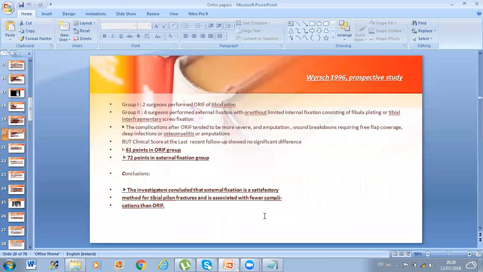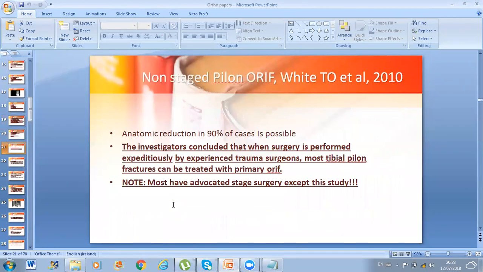This is another 1996 prospective study, and the investigator concluded that external fixation is a satisfactory method for tibial pilon fracture and is associated with a lower complication rate than ORIF. This is the only article, from 2010, which shows non-staged pilon ORIF. Only one article in the whole last 20 years is saying that non-staged should be done directly.